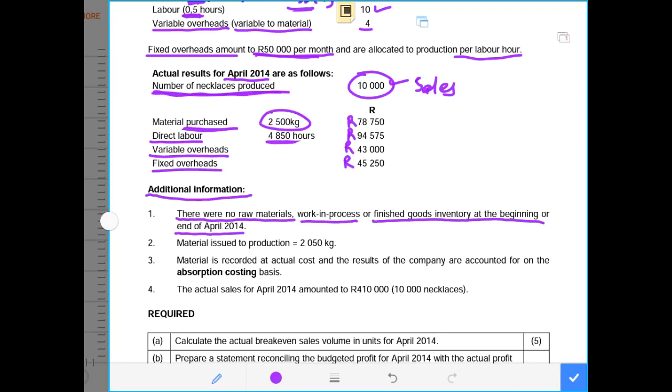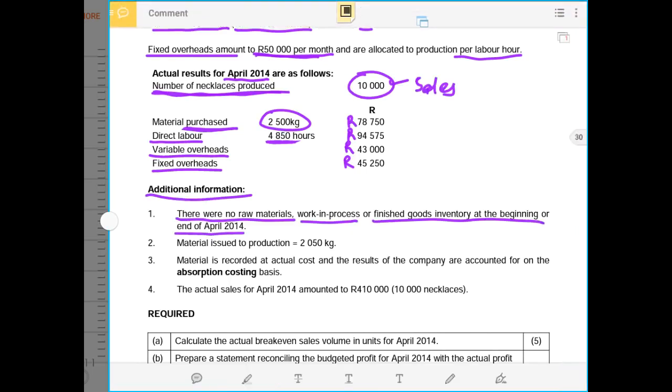One of the assumptions of the EOQ is that demand is constant, meaning whatever we buy or whatever we manufacture within the period will all be sold in that period. So the fact that there is no opening and no closing inventory, meaning production is equal to sales, therefore the assumption of constant demand will apply.